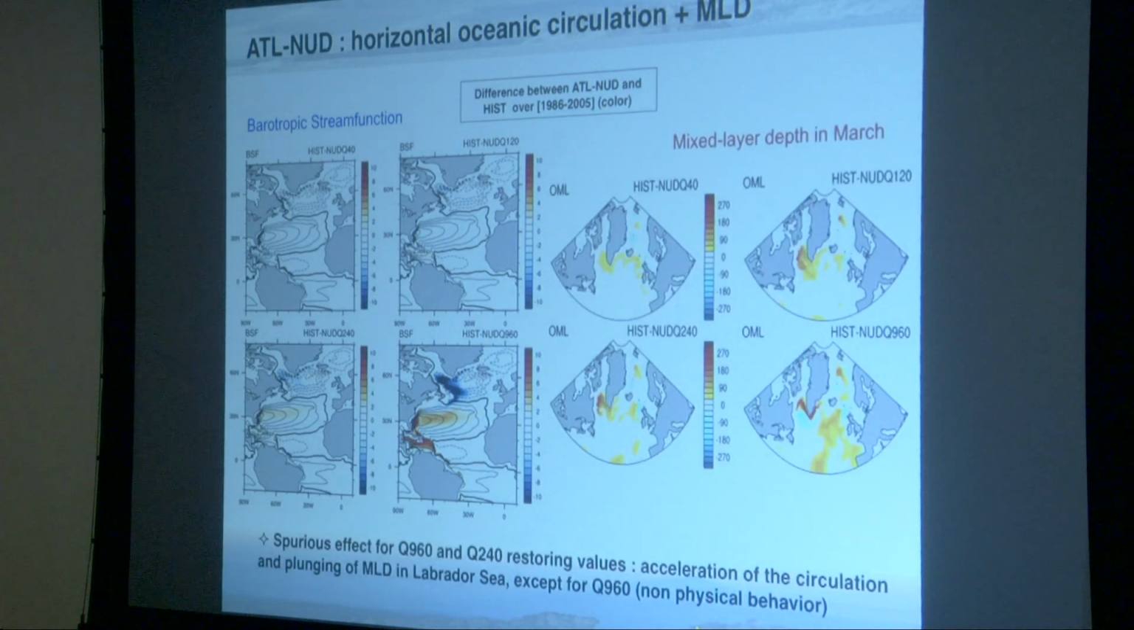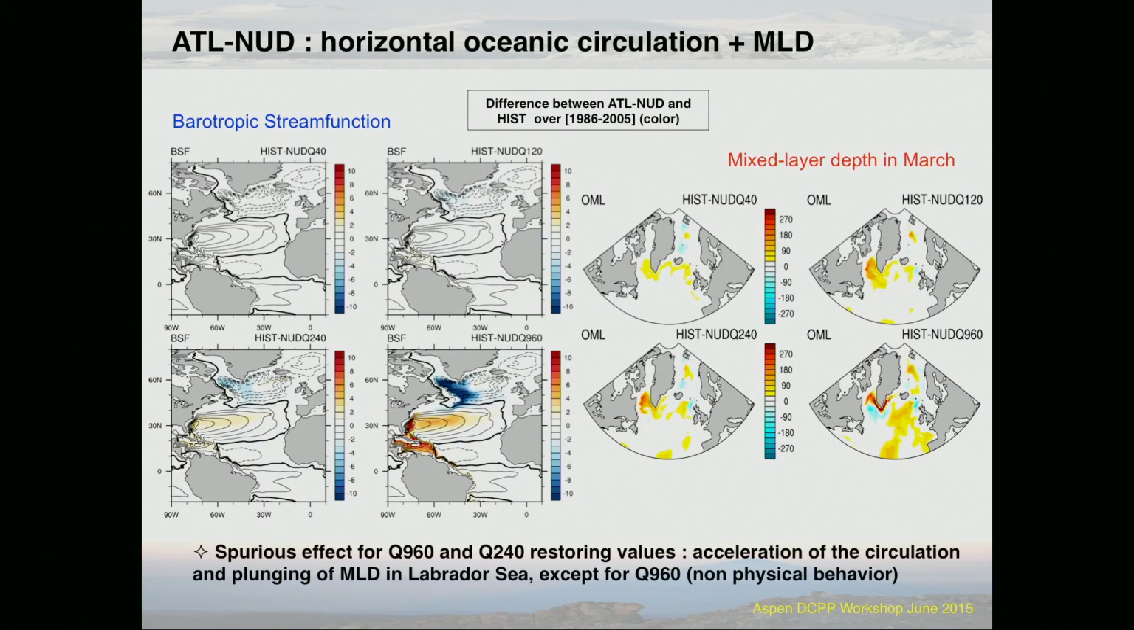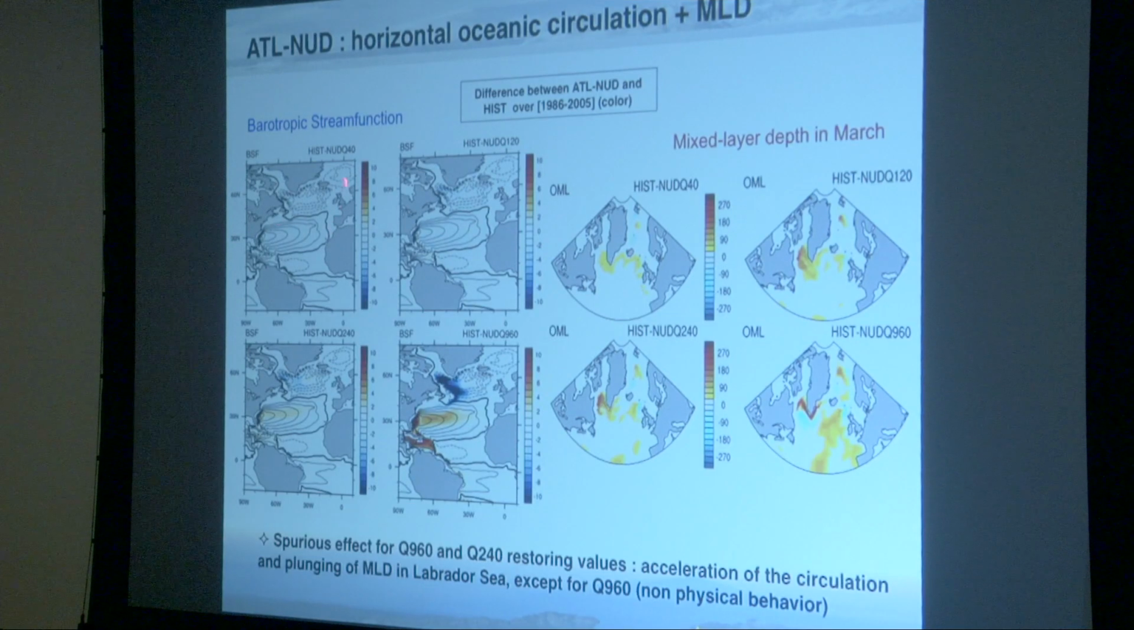If you look at the mixed layer depth, this is in yellow, I'm not sure you can really see. So yellow means an increase of mixed layer depth. What you see for the weak restoring is a weak increase of the mixed layer depth in this area here. No change in the circulation, but a weak increase here, which is not that significant.